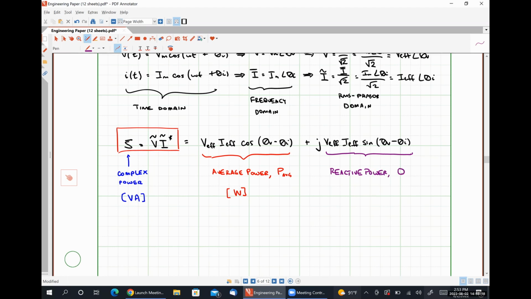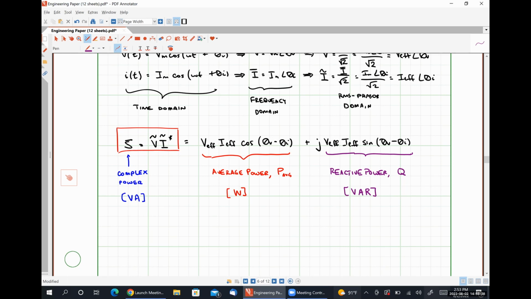Which we typically symbolize with the letter Q. And reactive power has units of volt amperes reactive, or VARs. Okay. So let's talk about what these two different parts of the complex power mean.